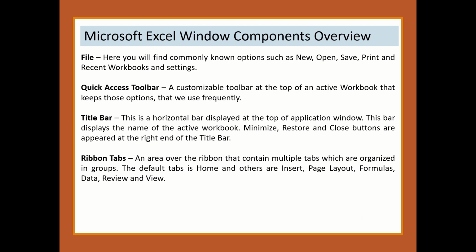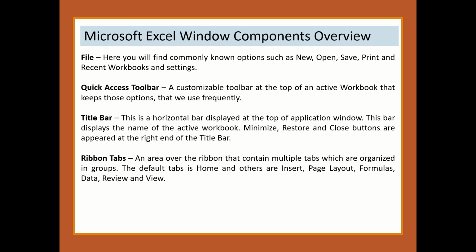Next, Microsoft Excel window components overview. We will go one by one. There are various options, as I said: file button, quick access toolbar, title bar, ribbon tabs. Anyway, I'll get into the Excel file and show you what options are available under each and every button. If we take the file button, there are commonly available options under it: how to create a new workbook, open, save, print, recent workbook, settings, etc.